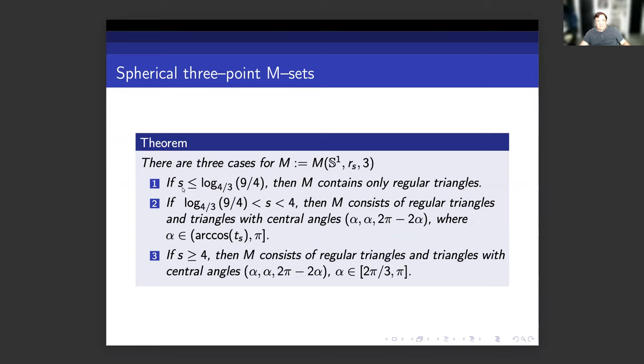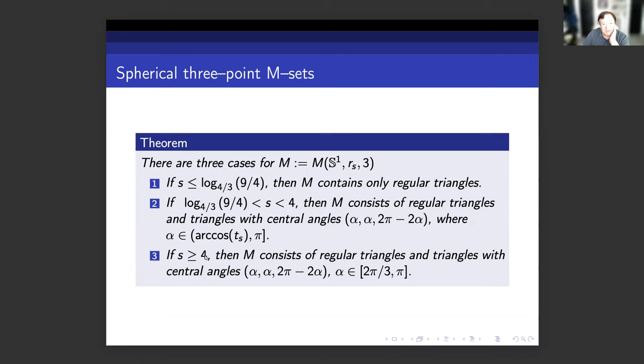Yeah, we can see here that when s is less than this number, then the set M is always a regular triangle, because we have three triangles. In this case we have a circle. When s is between four and this number, then M consists of either regular triangles or triangles with the central angles alpha, alpha, 2π minus 2α, where alpha is in this interval.